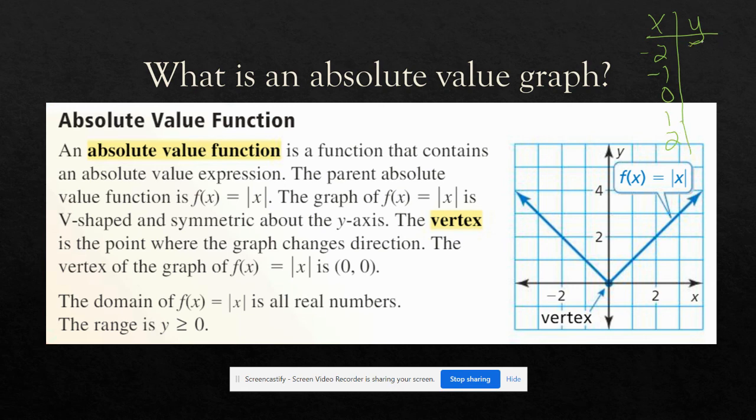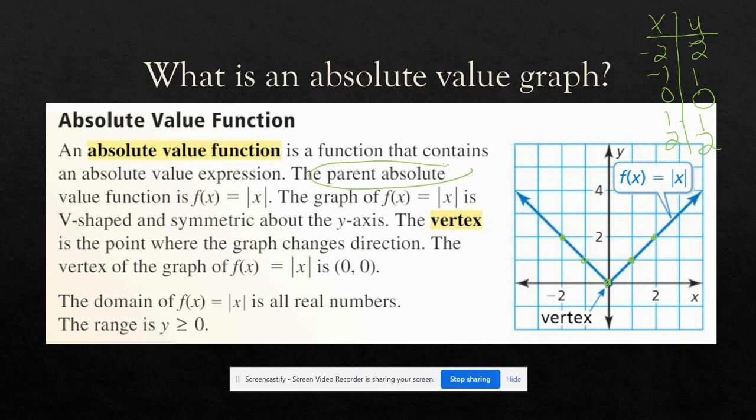to start with. The absolute value of -2 is 2. The absolute value of -1 is 1. The absolute value of 0 is 0. The absolute value of 1 is 1. And the absolute value of 2 is 2. And so you will see these plotted here on this graph.